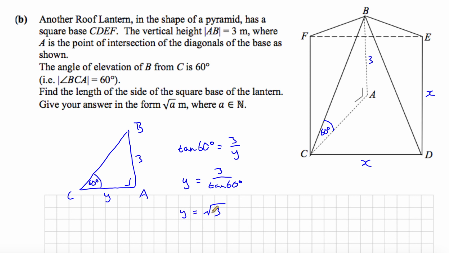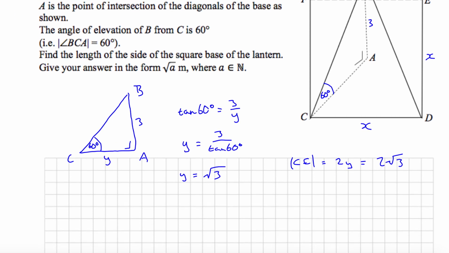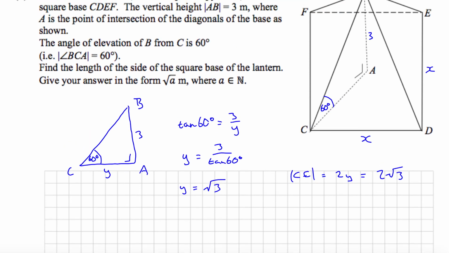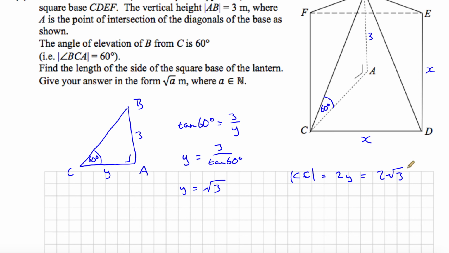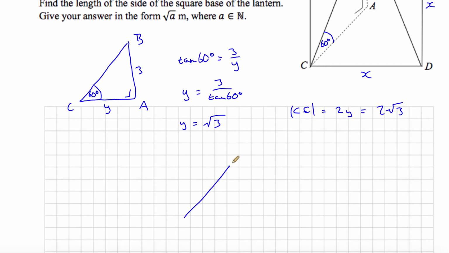Okay, so if y is root 3, that's AC, I want CE, which will be double that. So the length of CE is 2y, which is 2 root 3. Okay, so now CE is 2 root 3. So if I draw the triangle CED now, this will be 2 root 3. This is x. This is x, and that's the right angle.